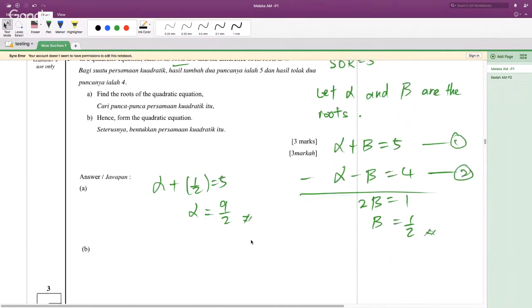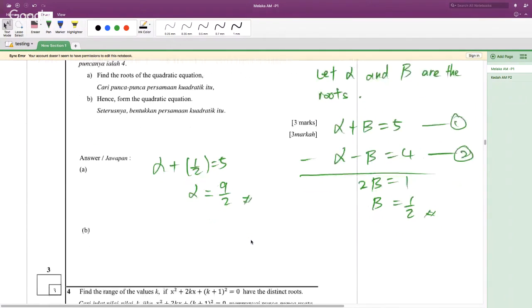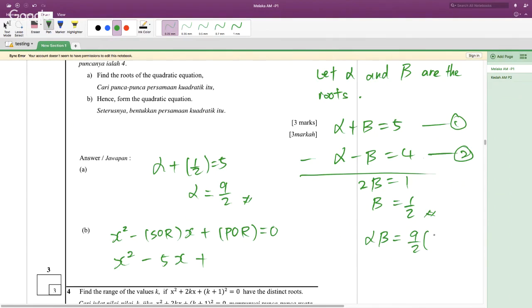Next, I want to form the quadratic equation. If I want to form the quadratic equation, I will just use the formula x squared minus sum of roots times x plus product of roots equals 0. Sum of roots we already have, alpha plus beta, which is 5. Product of roots means alpha multiplied by beta, which is 9 over 2 multiplied by 1 over 2, which is 9 over 4. So this is x squared minus 5x plus 9 over 4 equals 0.